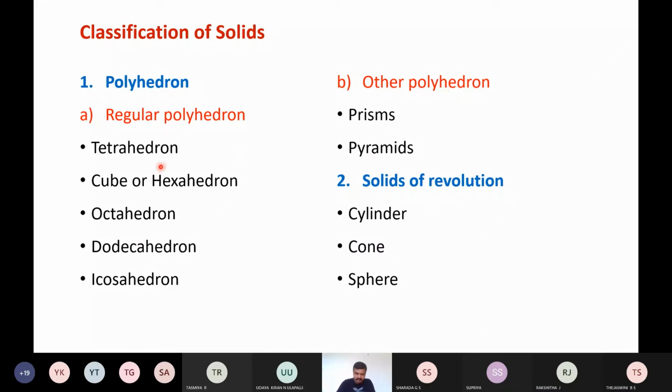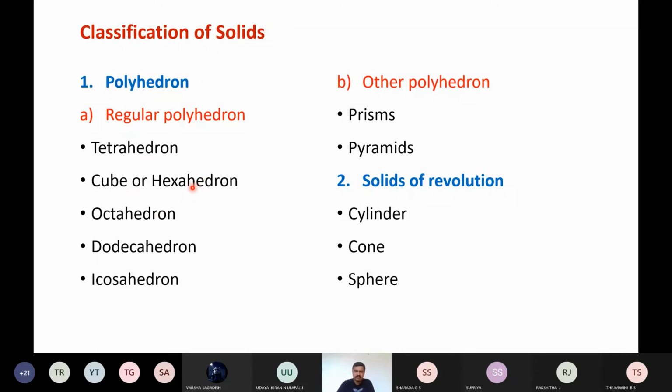So tetrahedron means it will consist of similar faces. Tetra means how much? So 4. Tetrahedron consists of 4 similar faces. That means at the base it will have a triangle. Even the 3 slant faces are also triangles. Totally there are 4 triangular faces which are of the same size. That is the tetrahedron.